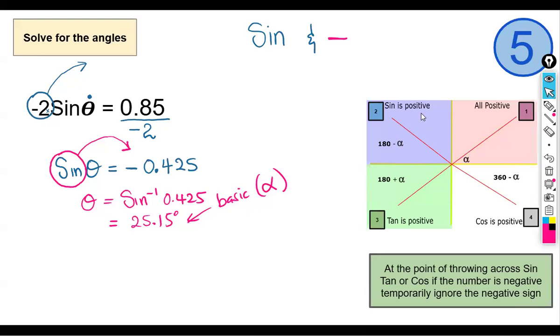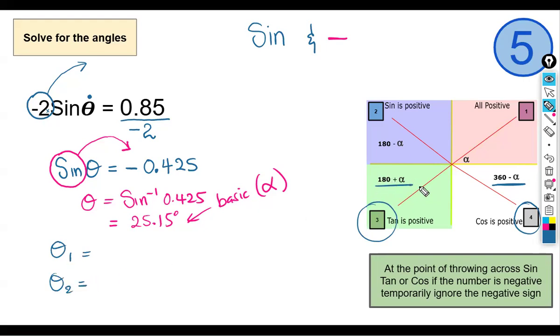So now it's really a negative question. We can't ignore the fact that it's a negative question forever. So where's sine negative? In the third and fourth quadrant. Use this formula and this formula, the two that I underlined. So theta 1 and theta 2.